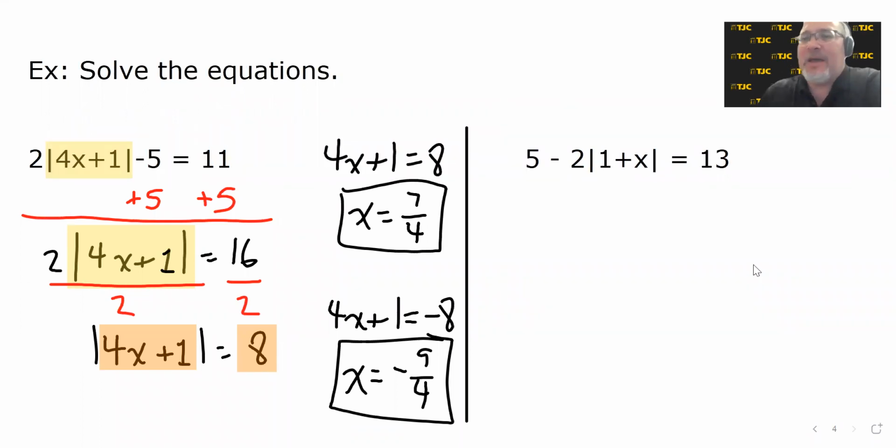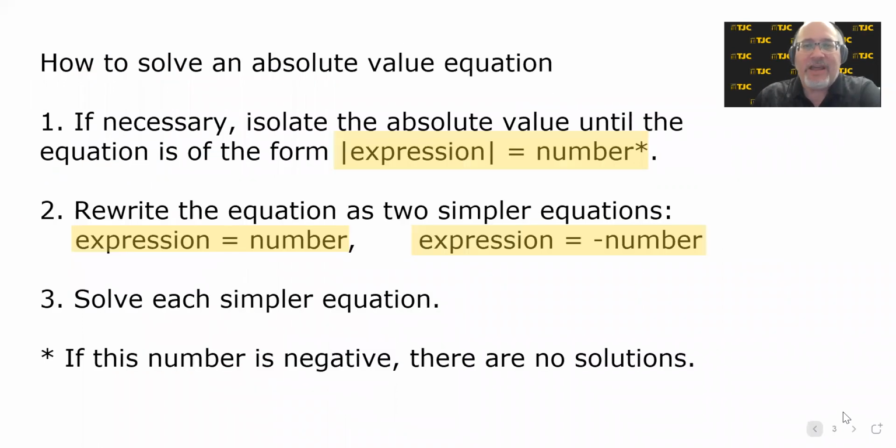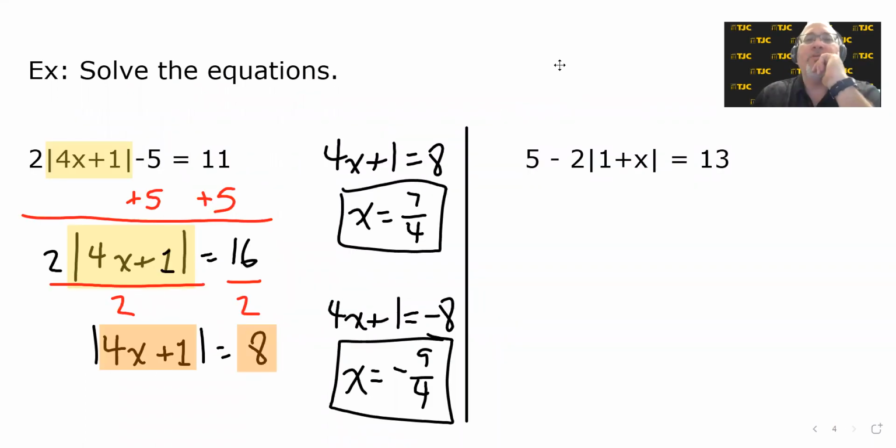5 minus 2 times the absolute value of 1 plus x is equal to 13. Well, again, our process for solving an absolute value equation is to first isolate the absolute value. In the second equation, the absolute value is the absolute value of 1 plus x. Let's highlight that. First move is to isolate that. We have a 2 multiplied in front of it, and that expression is subtracted from a 5. So we need to get rid of the 5 and the minus 2.